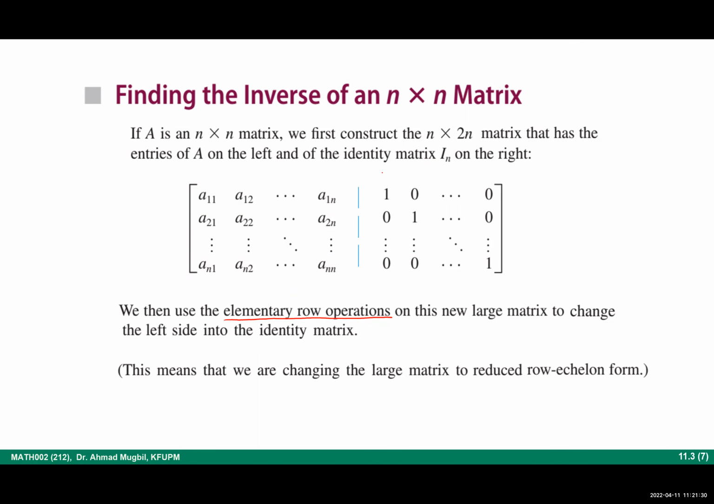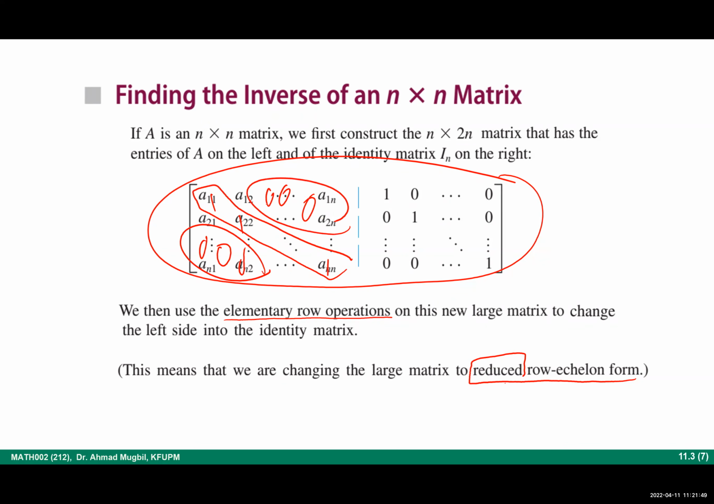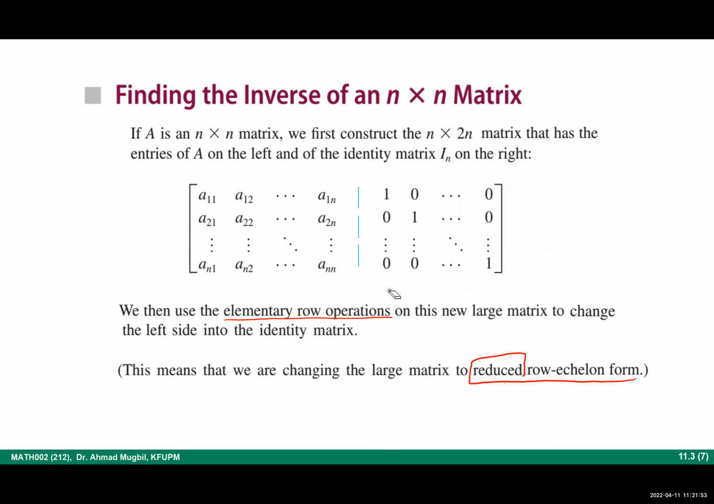So in other words, all we will do is write it in the reduced row echelon form. We will make all these entries 1, and all of these zeros. So these are 1, 1, 1, and these are 0, 0, 0, 0. And of course, the right-hand side in that case will automatically be the inverse.